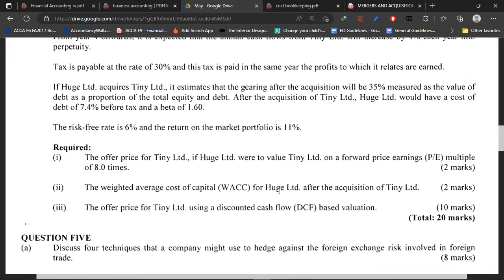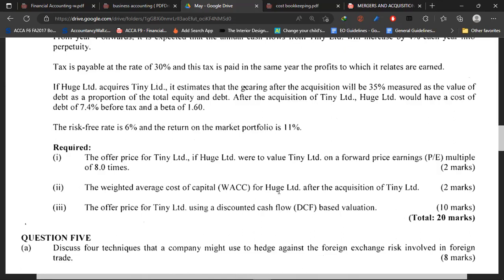Now, in these aspects, remember, we just need to understand that when the examiner is asking us to calculate the offer price, he's giving us a free mark. Because we have been told to calculate the offer price, which we normally get by taking the PE ratio and multiplying by the earnings, which basically is profit after tax. That is a direct question, because already the PE ratio is given there as 8 times.